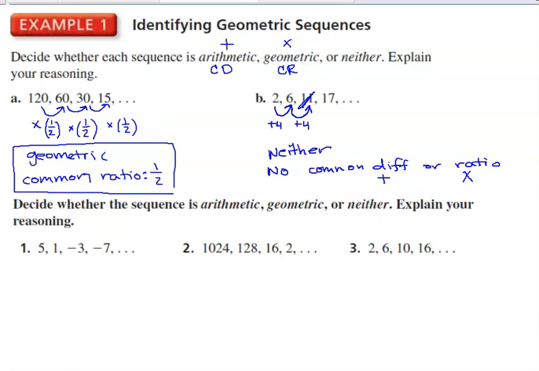Go ahead and pause the video and try 1, 2, and 3 on your own. Number 1 would be arithmetic with a common difference of -4 because we are subtracting 4. Number 2 would be geometric with a common ratio of 1/8. In other words, we're dividing by 8, so 1/8. Number 3 would be neither because we do not multiply or divide to get from one to the next. Neither do we add or subtract.